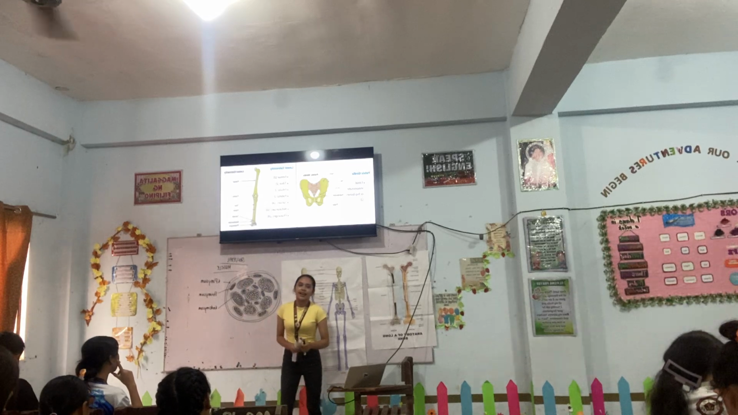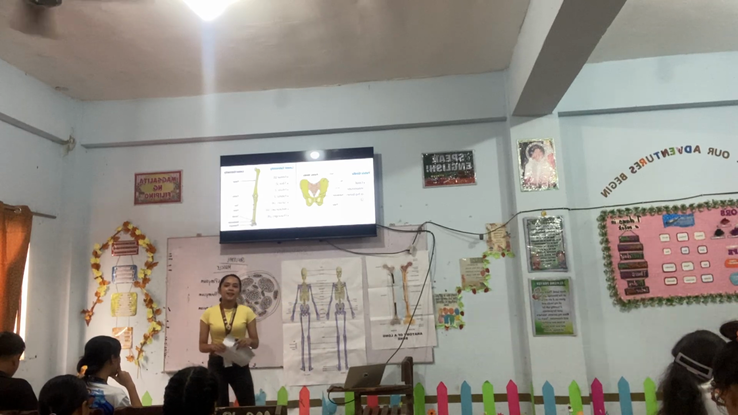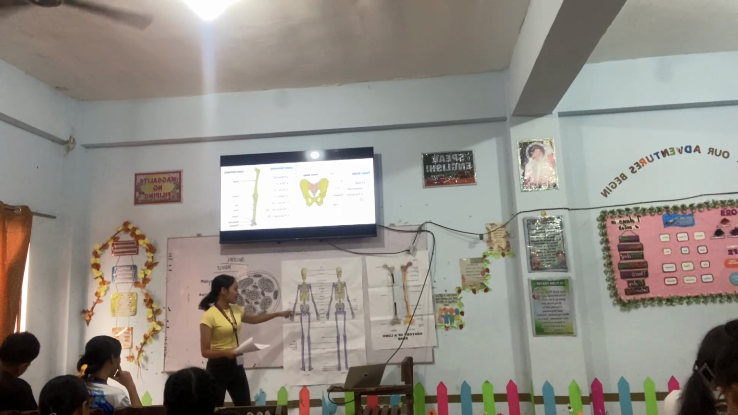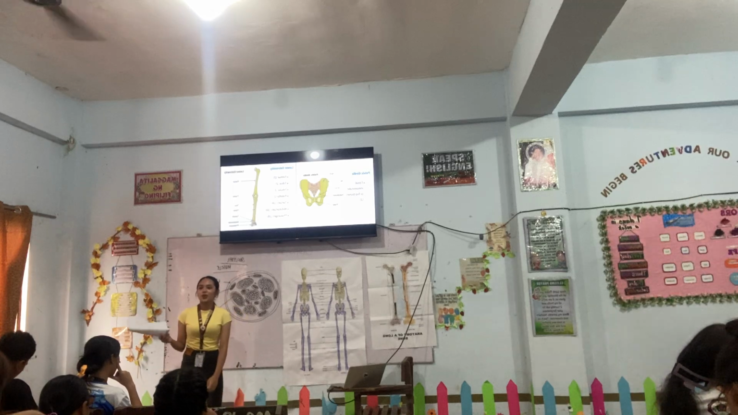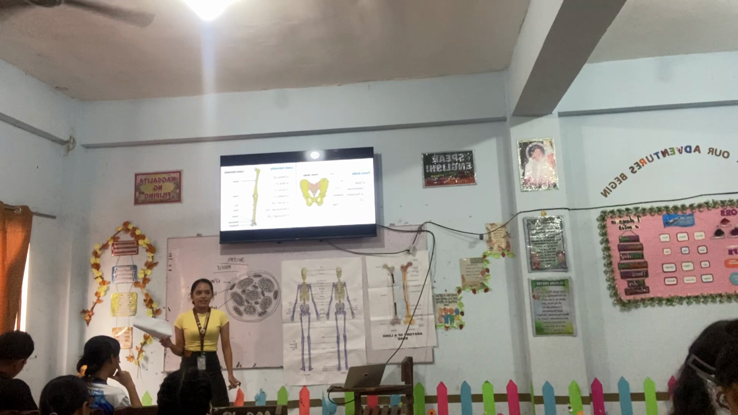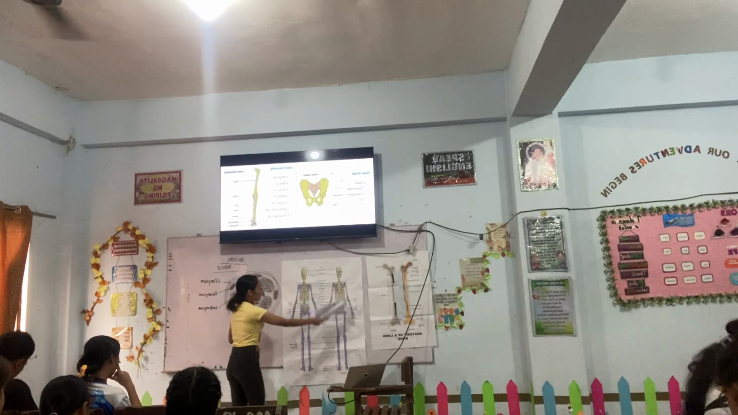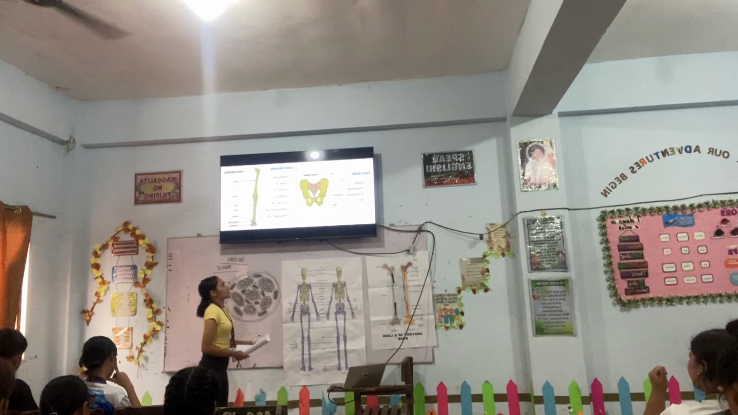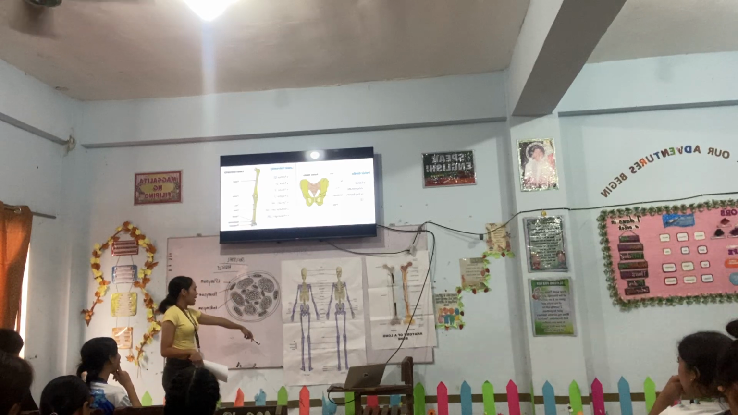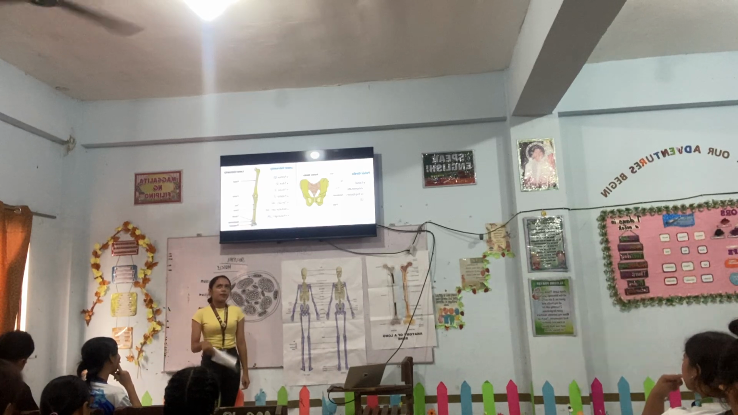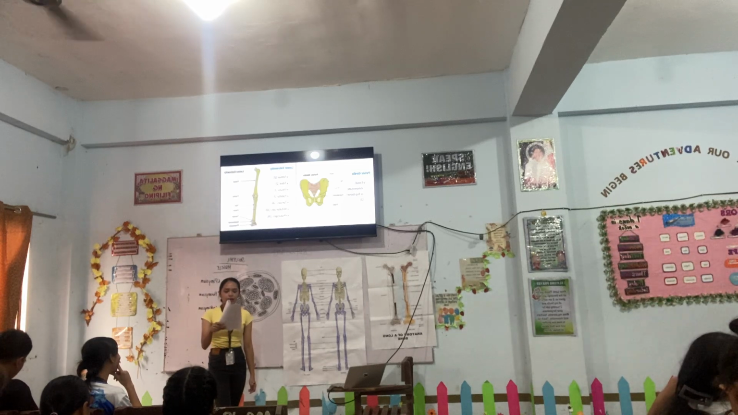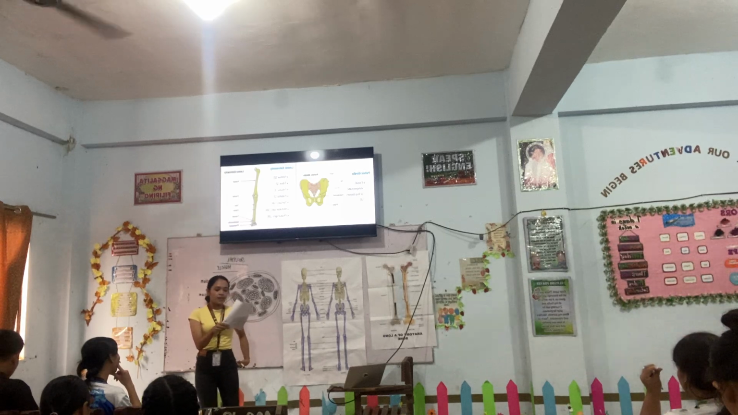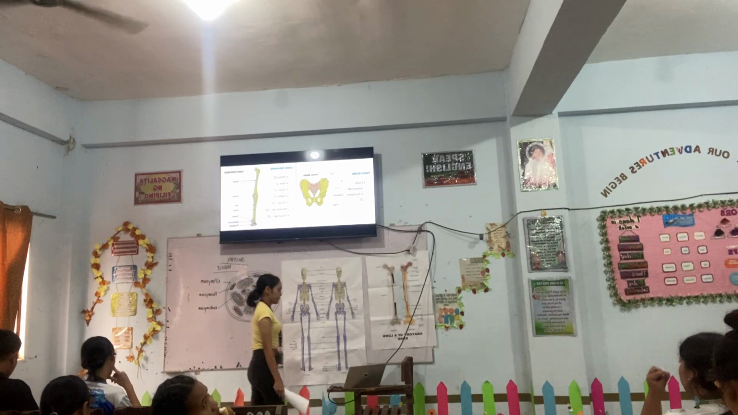So, if we total all of them, the appendicular skeleton is composed of 126 bones. If we total all the bones in the adult human body, it is composed of 206 bones. The primary function of the appendicular skeleton is to facilitate movement, so we can move, and also to provide shape to our limbs, our arms and our legs.